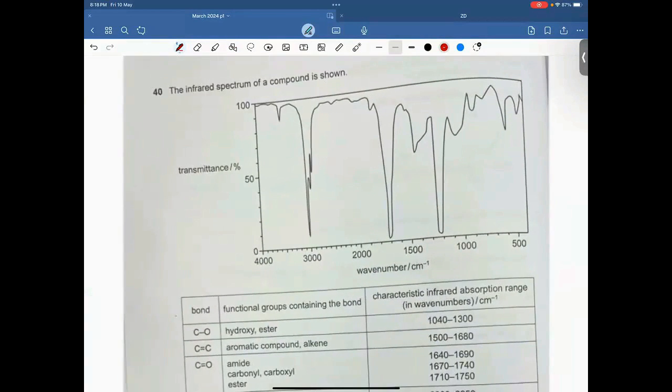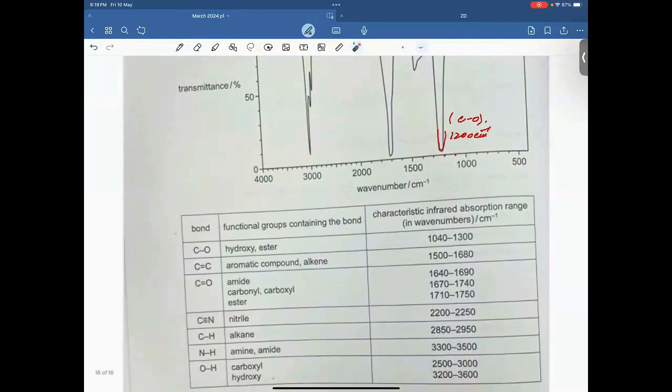Let's move on to the last question. The infrared spectrum of a compound is shown. Okay, so this is 1100, this is 1200. Now this peak appears at 1200 cm⁻¹, indicating that it is a C-O single bond. I've told you that the fingerprint region is from 500 to 1500, but in that fingerprint region, you have a peak of C-O at 1200 cm⁻¹. Okay, that is written here. So this peak shows that either we have a hydroxy functional group or we have an ester functional group.